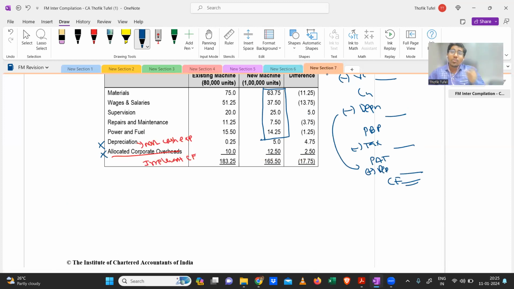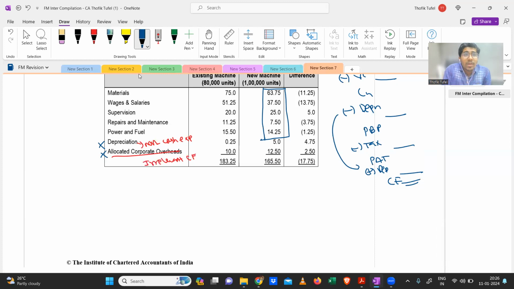Now here, one special adjustment can happen. Say this is income tax depreciation. Then we also have to see the increase in income tax. Because I was having old machinery, I was having 0.25 as the depreciation. Because of new machinery, I am having 5 as the depreciation. So my depreciation expense has increased. Because my expense is increasing, I'm getting a tax benefit. So here I will get a tax benefit of 5 minus 0.25, which is 4.75, into the tax rate.